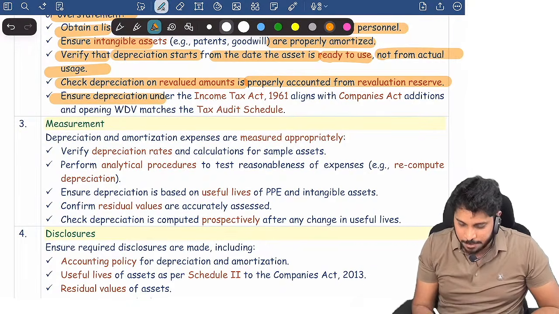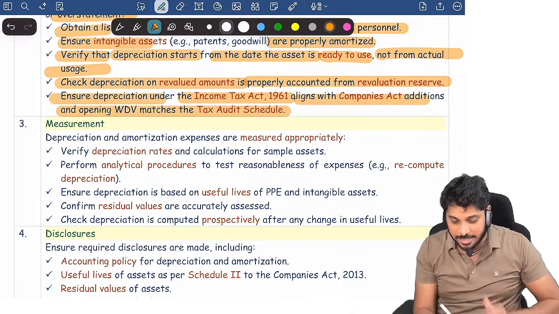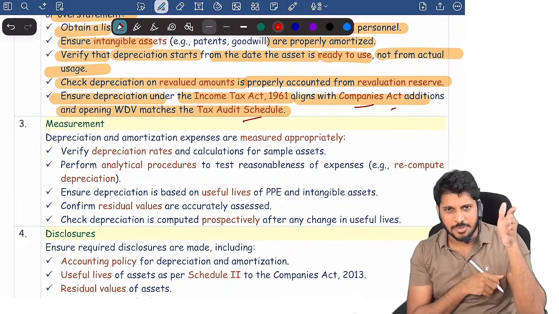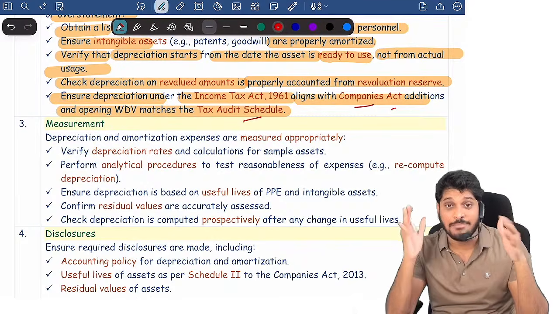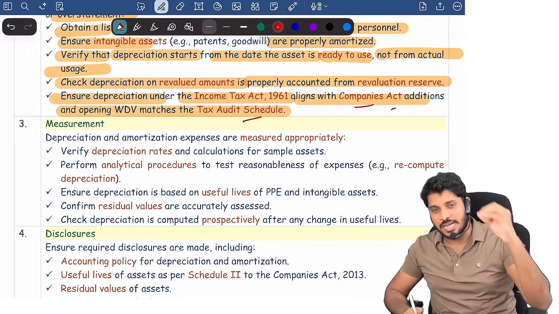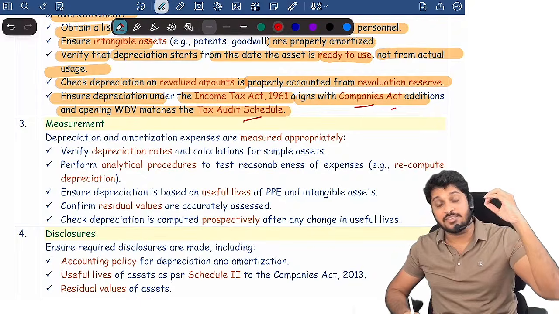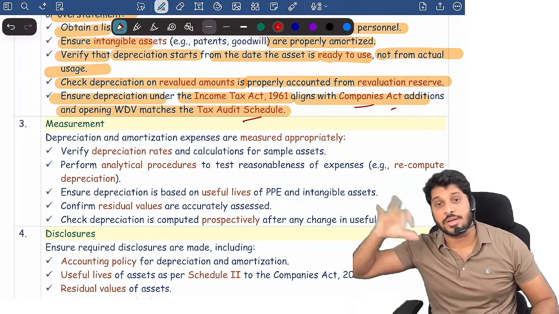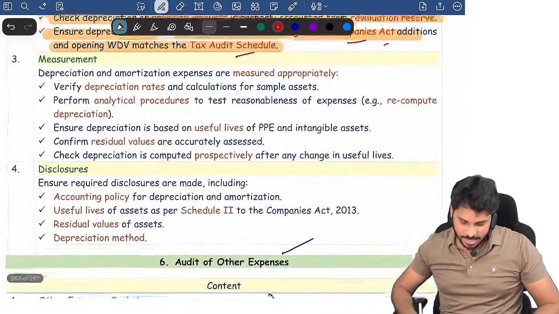And ensure depreciation under the Income Tax Act aligns with the Companies Act for additions, and opening WDV matches with the tax audit schedule. There is no compulsion, guys. Under Companies Act depreciation and under Income Tax Act depreciation can be different, yes or no? And in most companies it is different, because under Companies Act, companies follow depreciation rates as given under Schedule 2, whereas under the Income Tax Act, they follow depreciation as per Appendix 1, Appendix 1A under income tax law. That's it, guys.